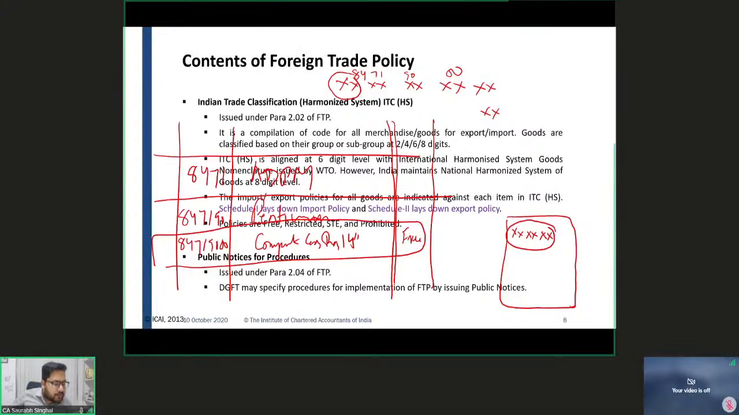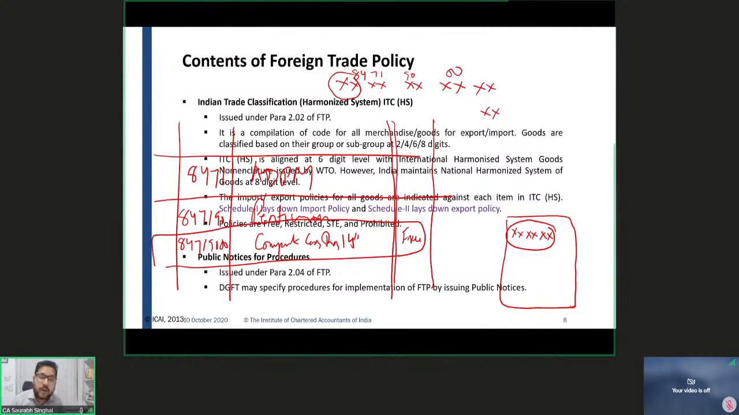One for all the 98 chapter goods for import, other for 98 chapters for export. In both the schedules, the word used will be either free, restricted, STE or prohibited. Free means free for import or export, whichever schedule the word free is written. Restricted is free, but subject to certain licenses that you have to take from the government. STE means state trading enterprises. It is free, but to be tradable only by state trading enterprises.